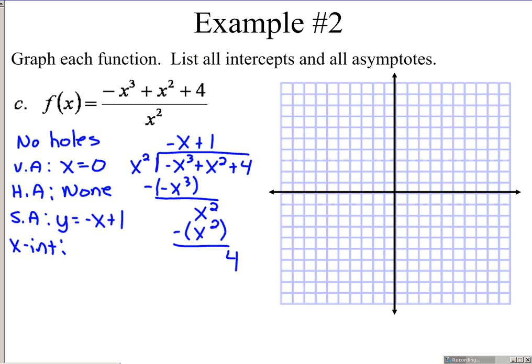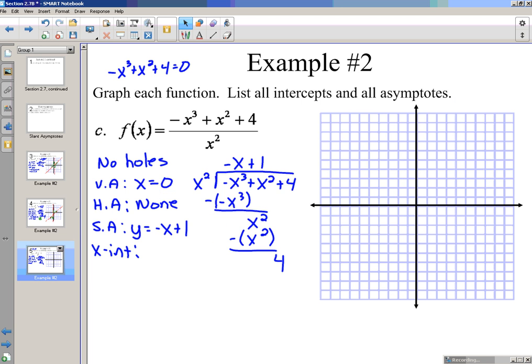X-intercept now. Find our x-intercept. We set that numerator equal to 0. Well, if I set the numerator equal to 0 here, we have negative x cubed plus x squared plus 4 equals 0. We don't have a way of factoring to solve that, so we need to go to our calculator. Let's go to our calculator here and put that function in.